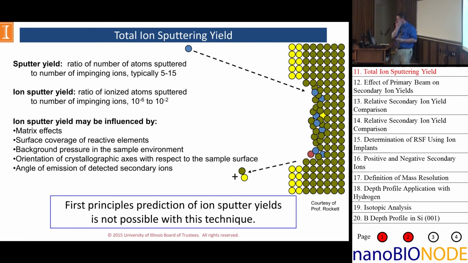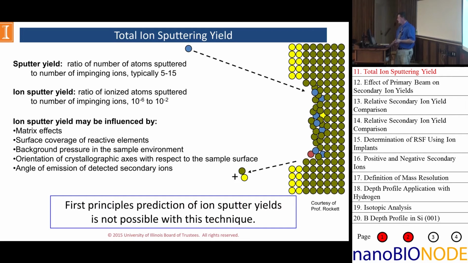One of the things we're talking about is sputter yield, and sputter yield generally ranges about 5 to 15 atoms coming off per atom going in, but our ion yield can vary by orders of magnitude, like 10 to the minus 6 to 10 to the minus 2. That's 4 orders of magnitude that it can vary over. And it can be affected by lots of things: matrix effects, surface coverage of reactive elements, background pressure in the sample environment, orientation, angle of emission. It's a very, very complicated process.